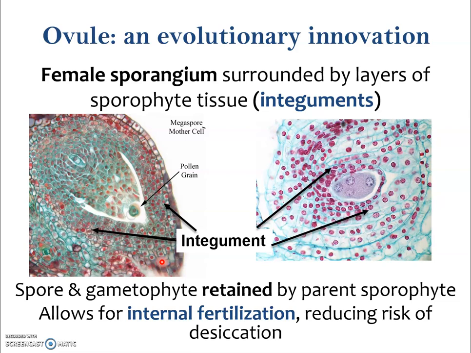Oh, I should tell you that this new structure has a name. It's called the ovule. The ovule is a sporangium with integuments surrounding it. And we have heterospory again, two kinds of spores. So this is really the megasporangium with the megaspore surrounded by integuments. And all of that together is called the ovule.